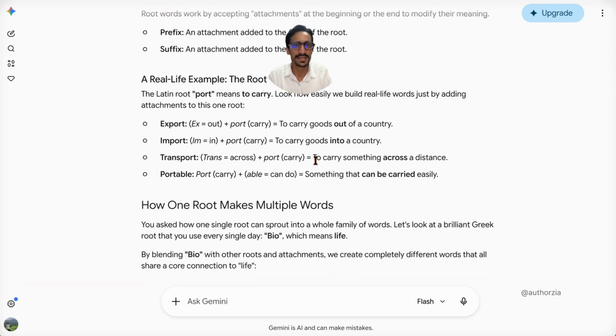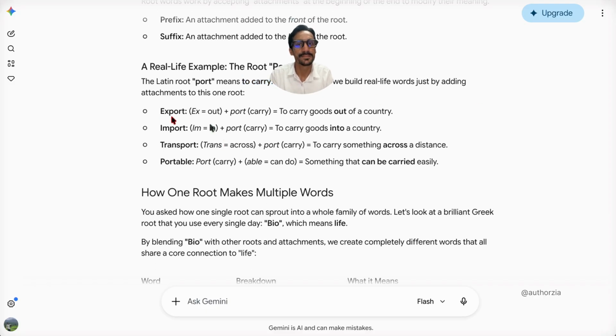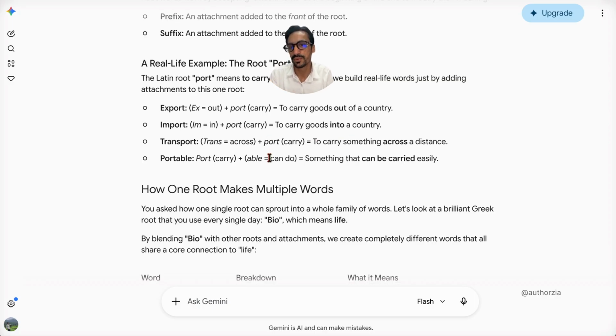Now here are some real life examples. For example, export. यहाँ पे पोर्ट वर्ड जो है लैटिन लैंग्वेज से आता है. पोर्ट मीन्स टू कैरी समथिंग. नाउ लुक हाउ इजीली वी बिल्ड रियल लाइफ वर्ड्स बाय एडिंग एक्सपोर्ट. यानी see, x is equal to out, port is equal to carry. To carry goods out of a country is export. Import, im means in, port means to carry. To carry goods into a country is called import.